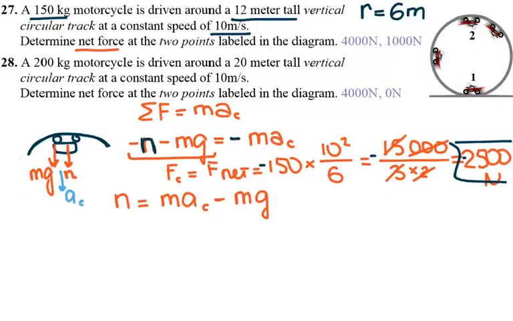So now if I plug in the numbers, mac is negative, or actually 2,500, right? 2,500. Because when we move it to the other side, it becomes positive. Minus mg, and mg is 1,500. So that gives you 1,000 newtons.